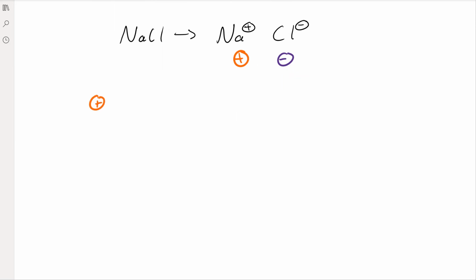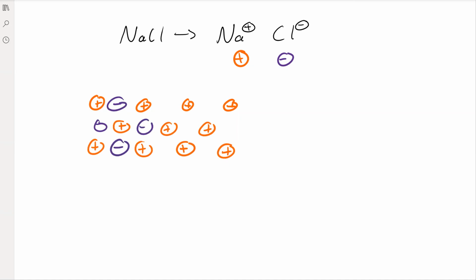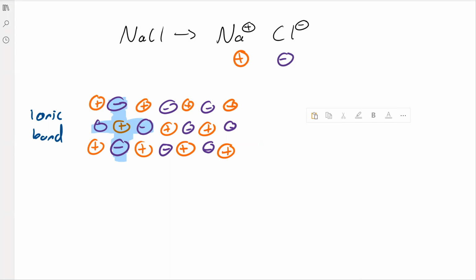So what we have is a whole bunch of positive charges, and then in between them, negative charges. And so, for example, this one sodium right here, it's not just bonded to one chlorine, it's actually bonded to all of the chlorines that it's neighboring, right? And so that's really what an ionic bond is. It's not just to one other ion, it's to a whole bunch of ions.